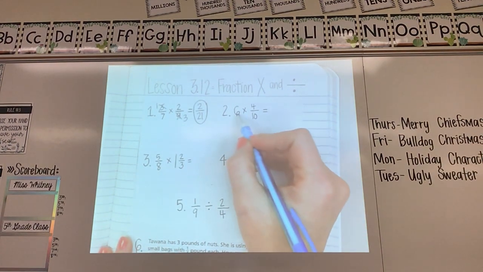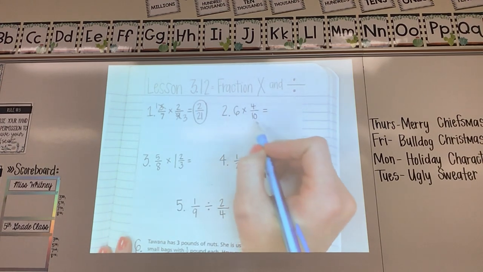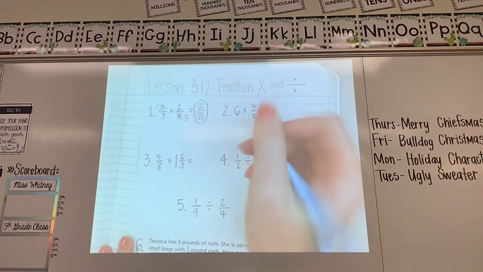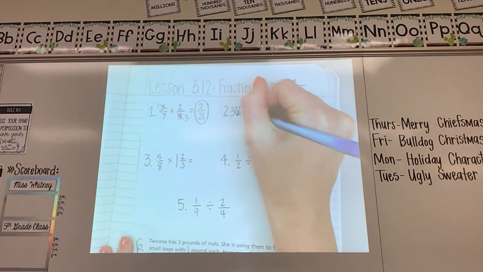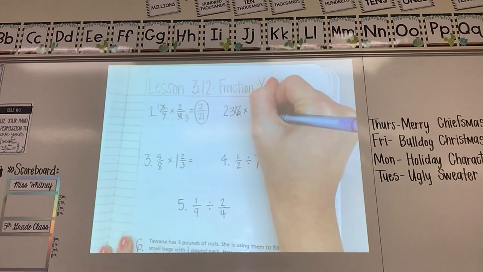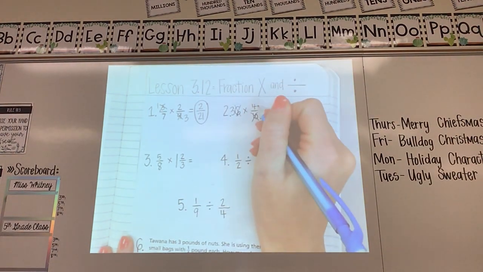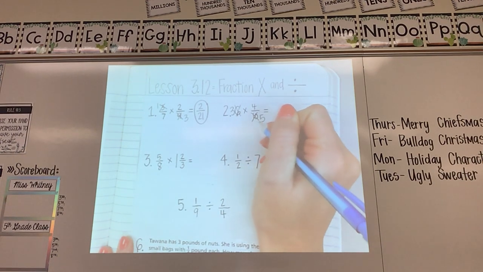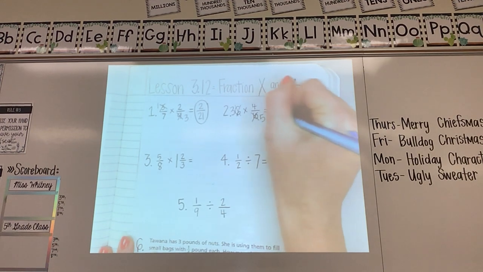All right, let's go to number 2. I have a whole number times a fraction. If I can simplify, it has to be going down. So is there anything that will go into both 6 and 10? Yeah, 2 will go into both of those. So how many 2's will go into 6? That would be 3. How many 2's will go into 10? That would be 5. Now I'm ready to multiply. Remember, we do big number times the top, bottom stays the same. So big number times the top, 3 times 4 is 12. Bottom number stays the same, so it stays a 5.